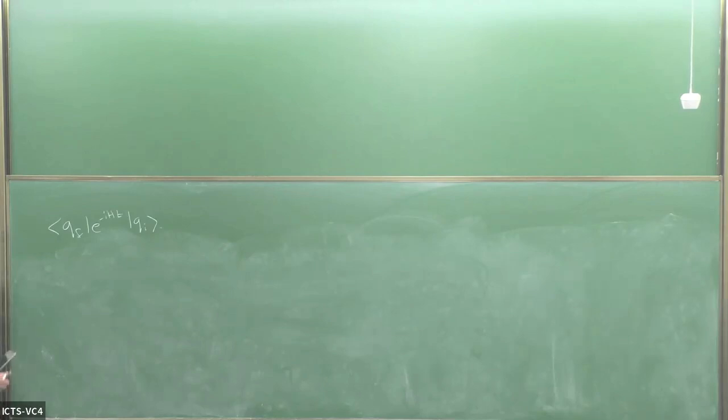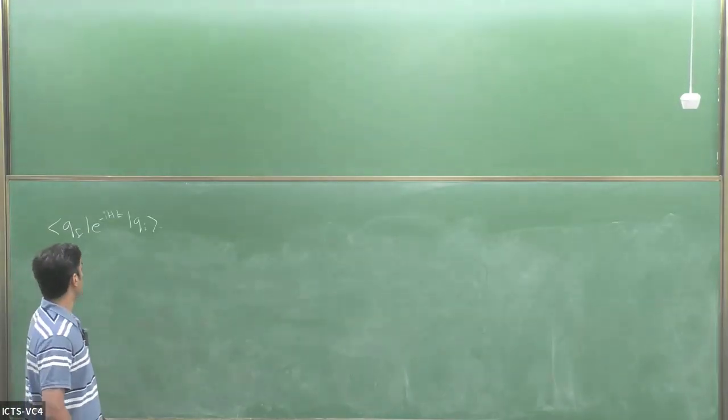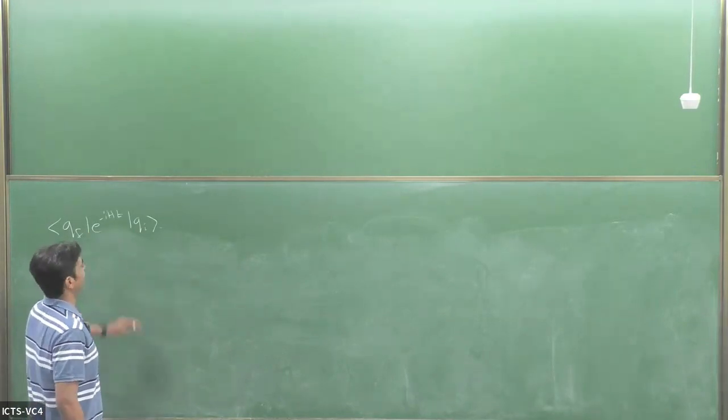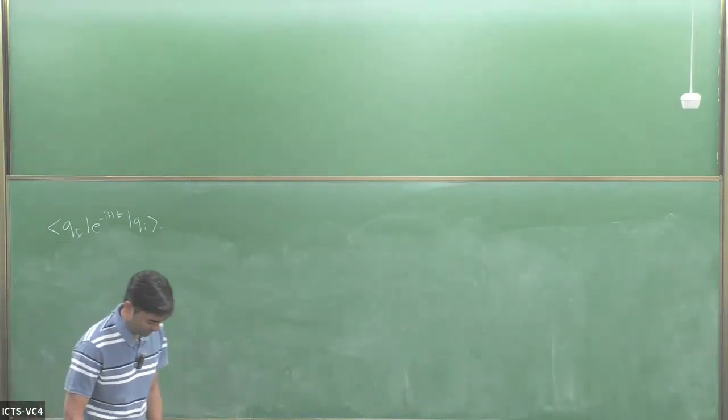So this is the time evolution operator. It just comes from standard quantum mechanics. And we are going to derive the path integral representation. Okay, so we are not going to postulate it. We are going to start with this evolution operator and derive the path integral representation.